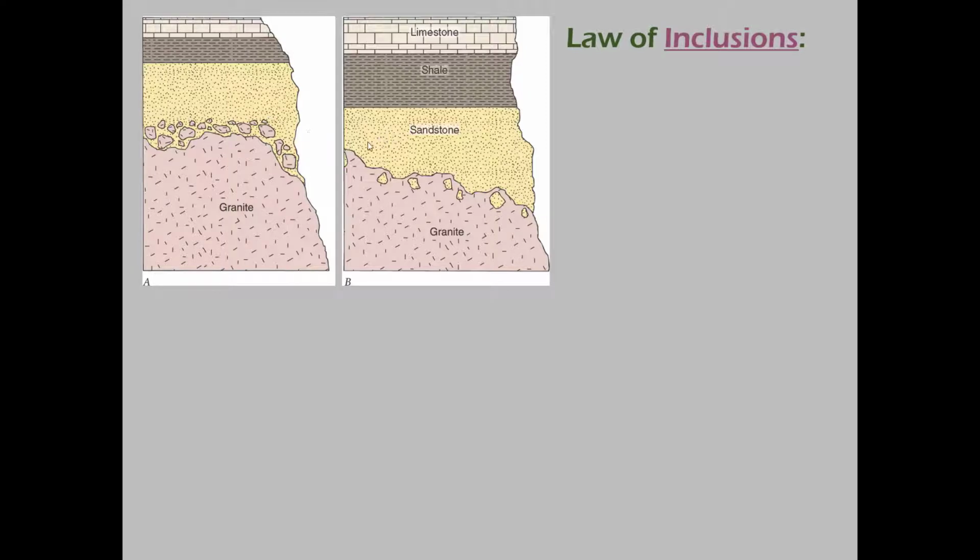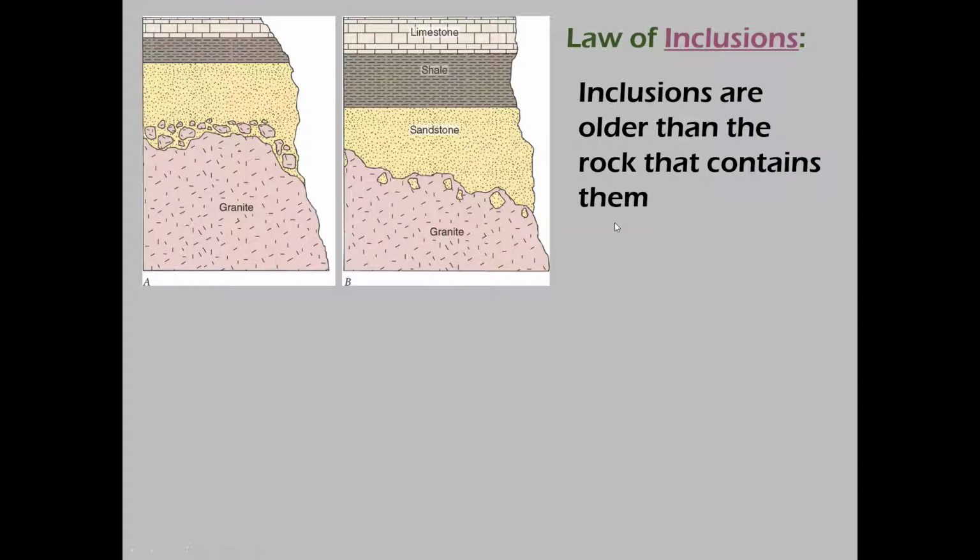And sandstone is very often illustrated with a stipple pattern. Granite and other igneous rocks are illustrated with this random pattern that is supposed to illustrate crystallization, but crystallization without any sort of orientation. So back to the law of inclusions, in both of these situations, the inclusions are older than the rock that contains the inclusions. So that's important, and you'll be looking at some photos of that.